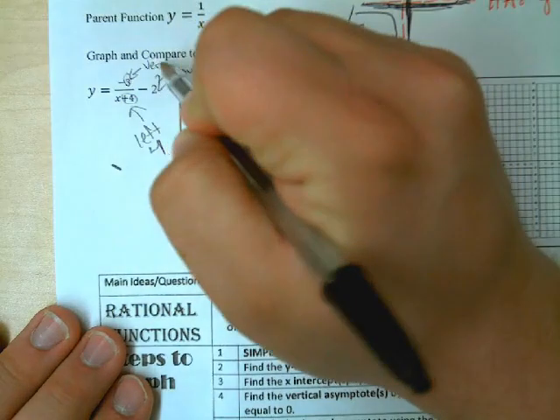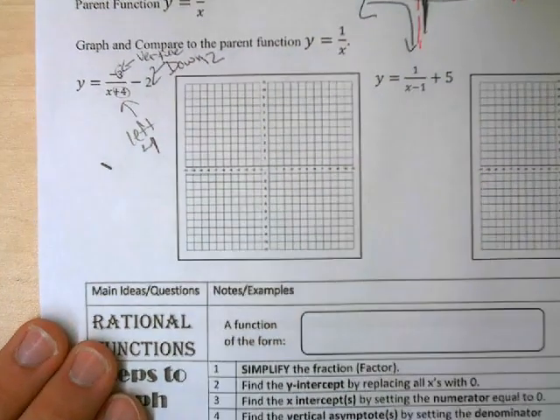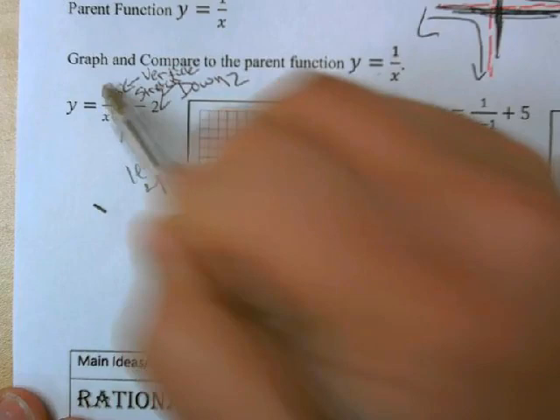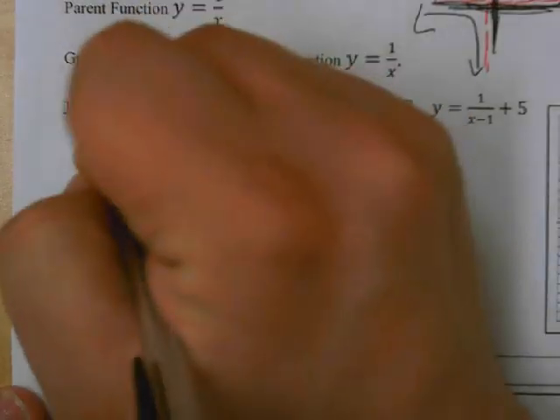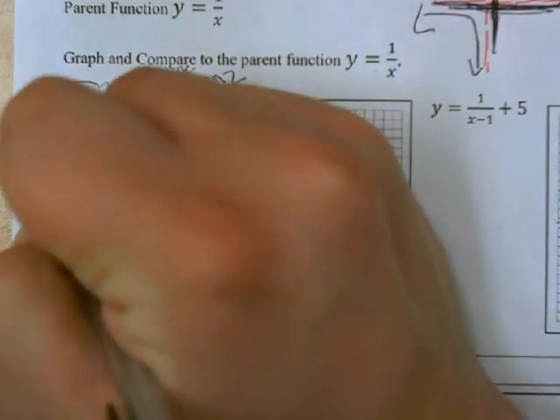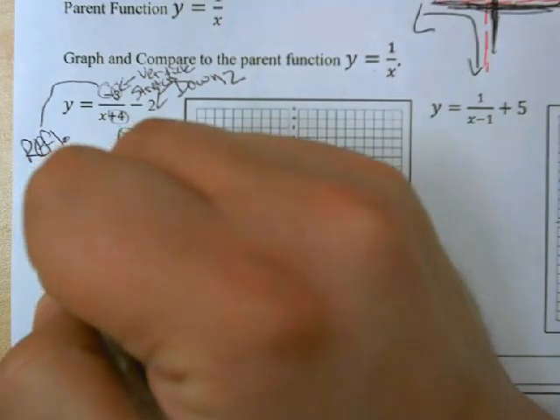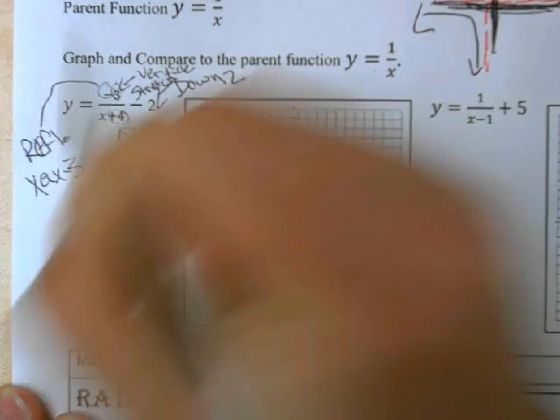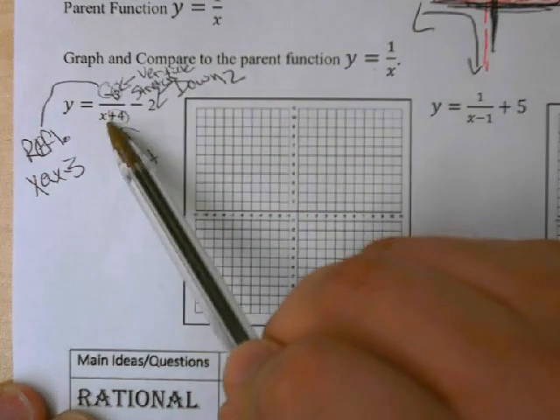Vertical stretch. I know that gets a little small there. What do you think this negative is doing here? Yeah, it's going to be a reflection. Over what axis? X or Y? Yeah, over the x-axis. It's over the x-axis because it's up by this 3. If it was over the y-axis, it would be down here by the x plus 4.